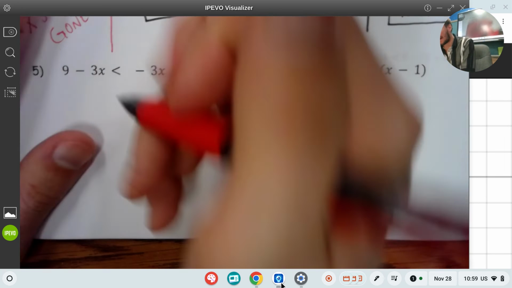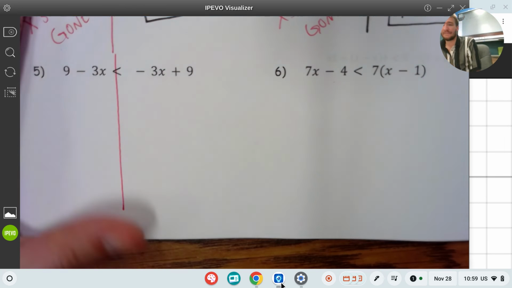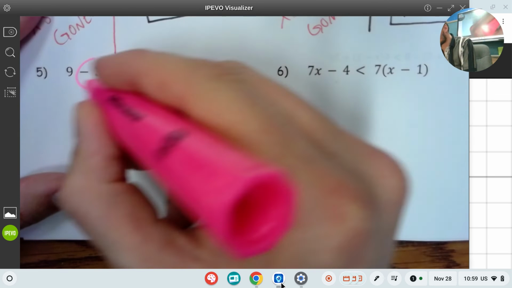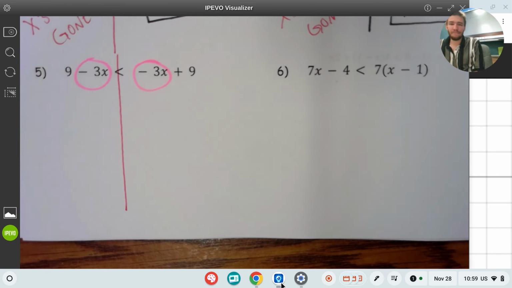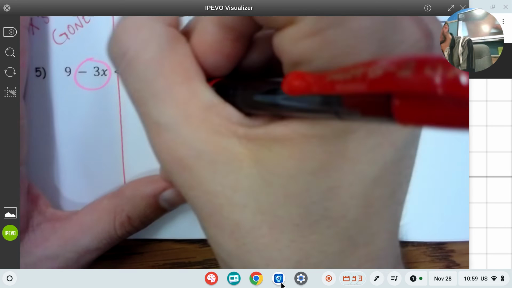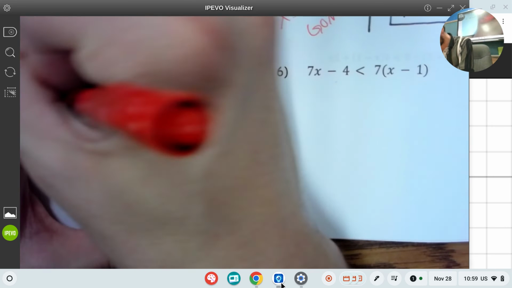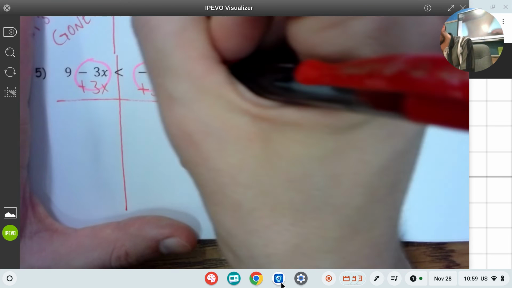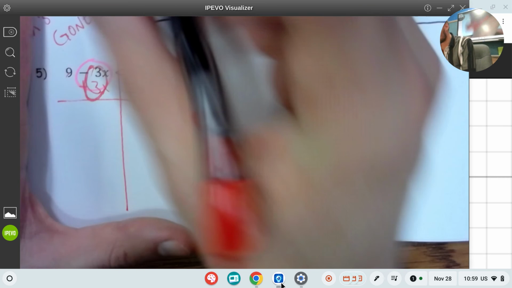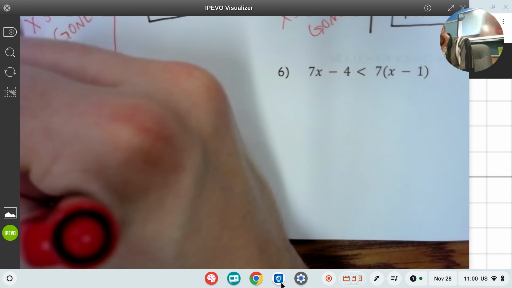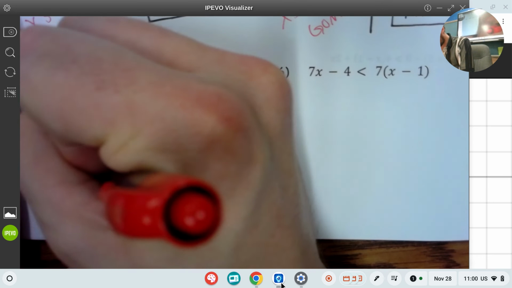I don't have any distributing to do, so it's just time to go ahead and move my x's. Do you notice anything? I'm noticing that our x's are going to end up canceling out. I'm doing plus 3x on both sides, and just like we thought, -3 plus 3 is 0, -3 plus 3 is 0. Same problem that we've had for every question here, right? All the x's are gone.